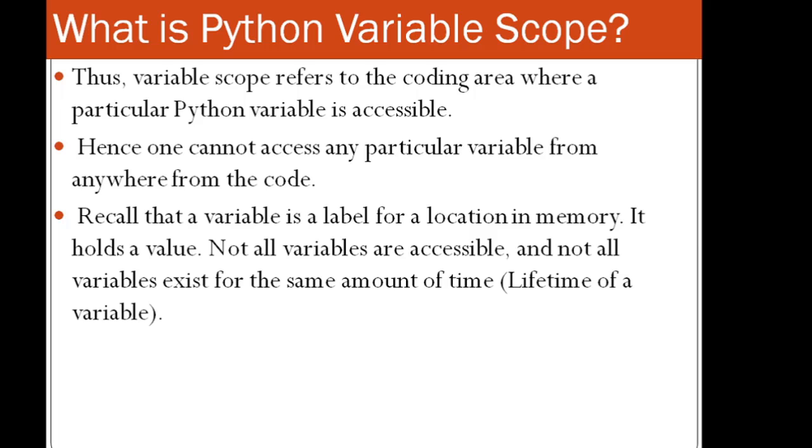So recall that a variable is a label for a location in memory. We have taken the example when I taught you variables. I told you to take the example of a colony in which we have houses and house numbers, right? So not all variables are accessible, and not all variables exist for the same amount of time because each variable has its own lifetime.